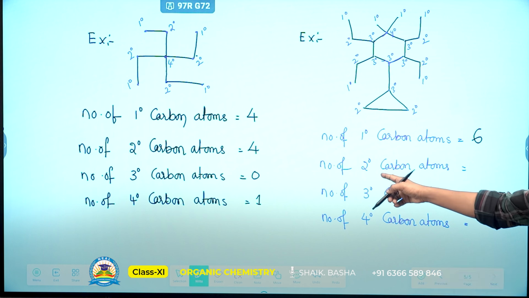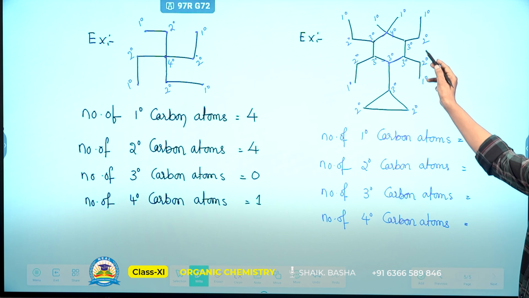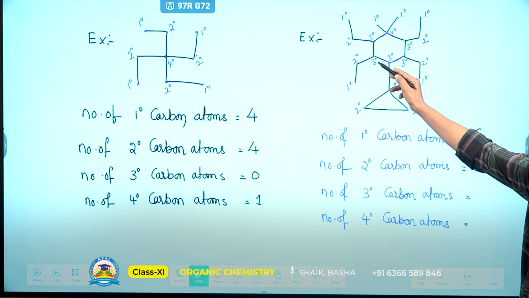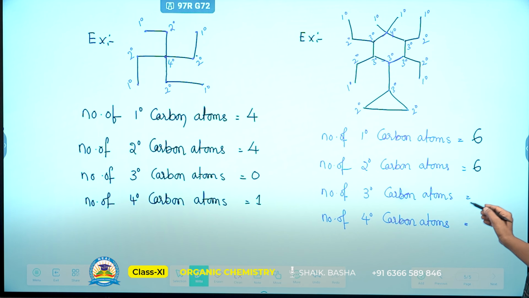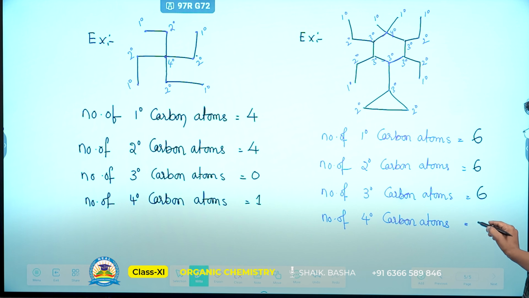Then number of secondary carbon atoms. How many? 1, 2, 3, 4, 5, 6. Number of tertiary. Tertiary also 1, 2, 3, 4, 5, 6. Number of quaternary carbon atoms. How many quaternary carbon atoms are there? Only 1.